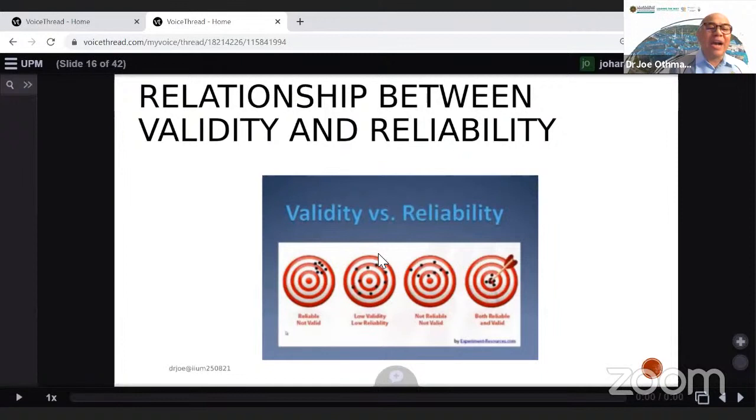This one is the worst scenario. Worst scenario, scattered, everything wrong, not reliable, not valid. This is the best. Both reliable and valid. I mean, if you go and open books on assessment, most of the time this picture will be there.